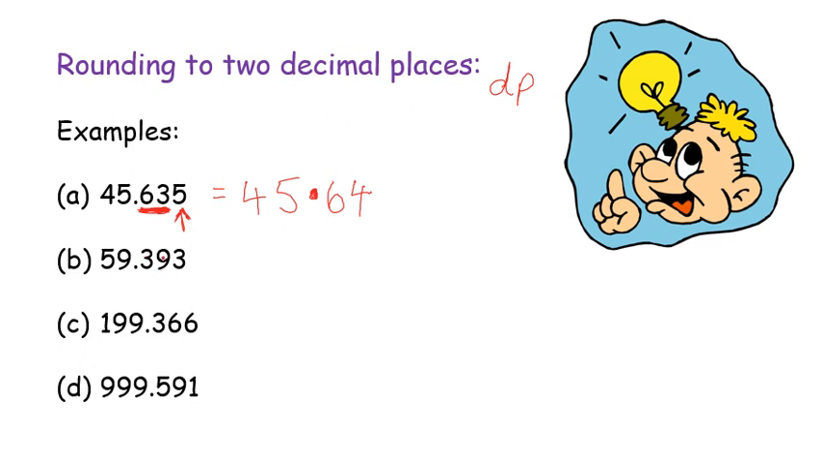In the next example, we need to round to 2 decimal places, so I'm going to underline the first 2 after the decimal point. But the 3 is going to keep the 9 the same because it's less than 5. So the 9 can stay the same. So that would be 59.39 to 2 decimal places.